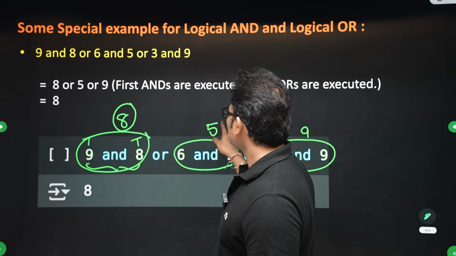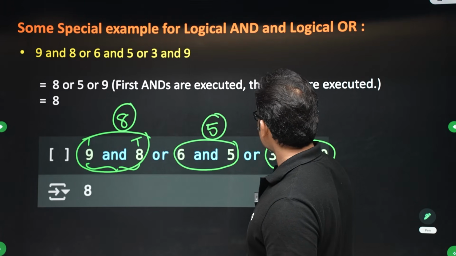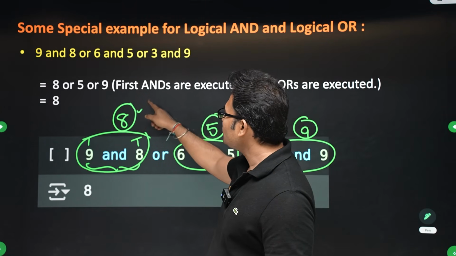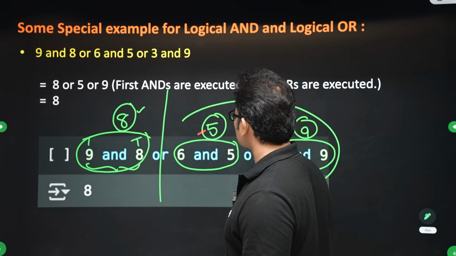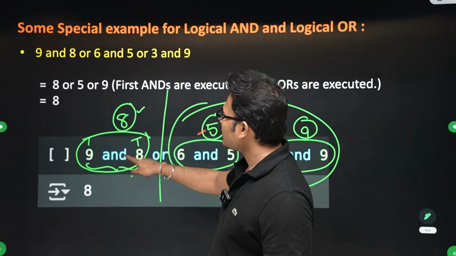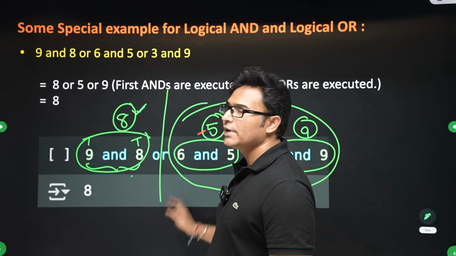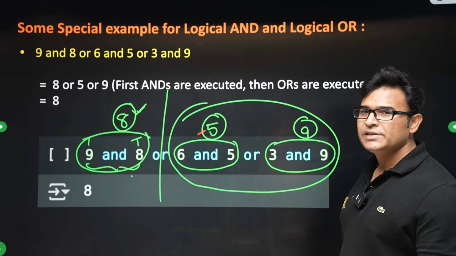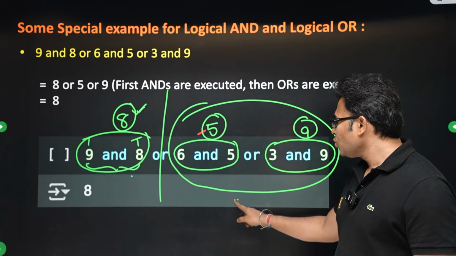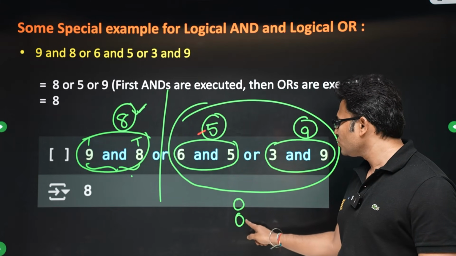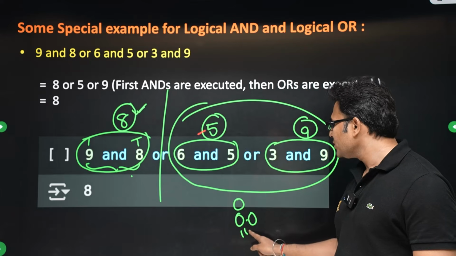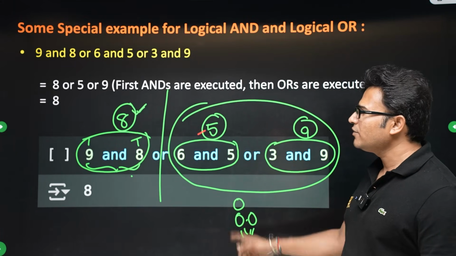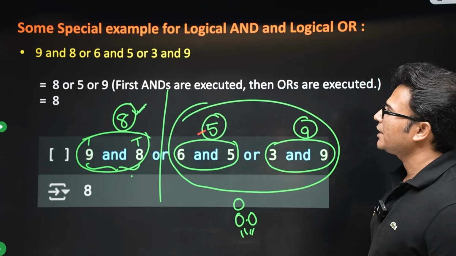8 is true. 5 is true. 9 is true. But which one is true the first time? 8. In fact, none of the others will be executed. For an OR, if it gets a true, none of the rest will get executed. We have already seen this, I'm just revising it. 0 is false, 0.0 is false, and a null string is false. Other than that, everything is true. Anyway, it is just a revision.